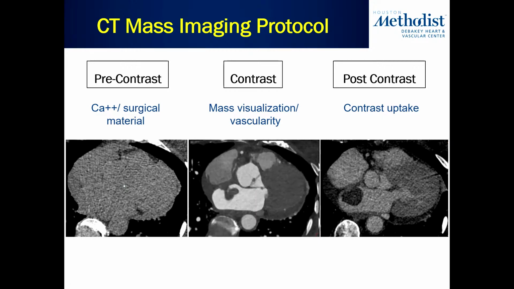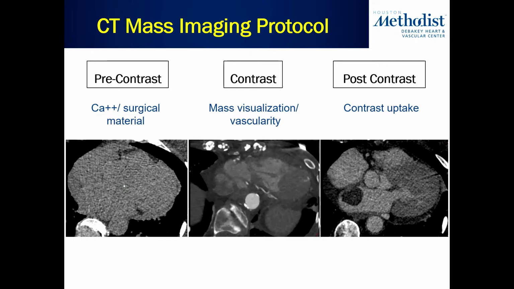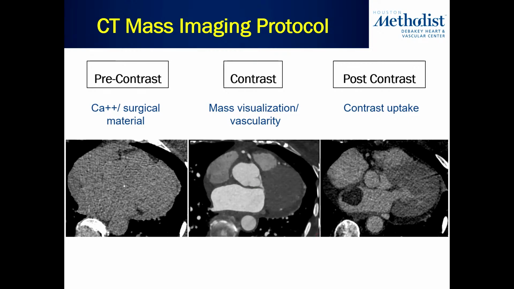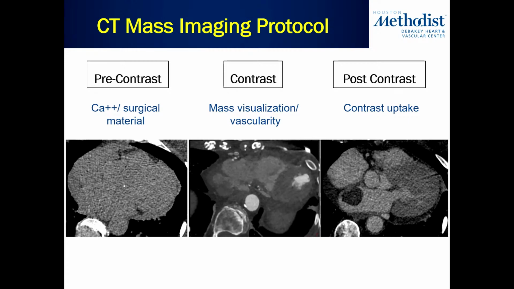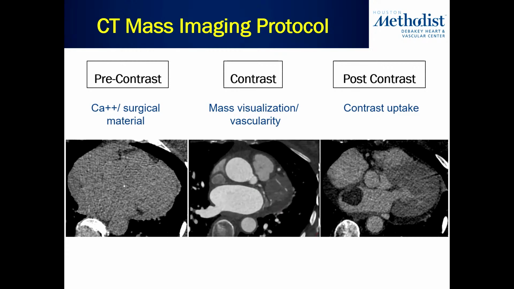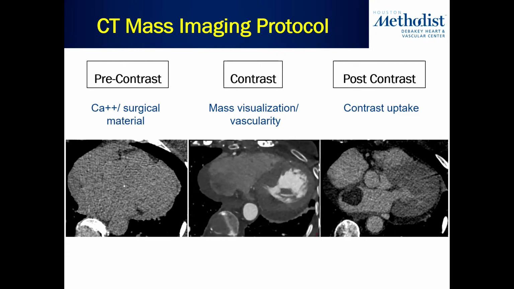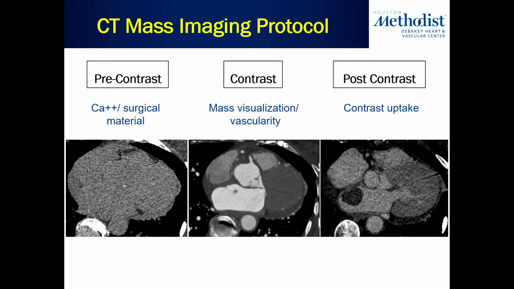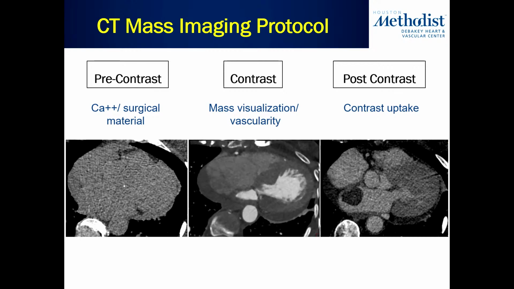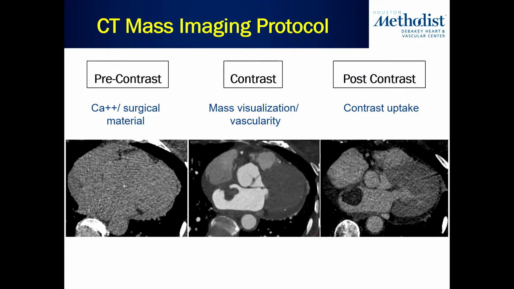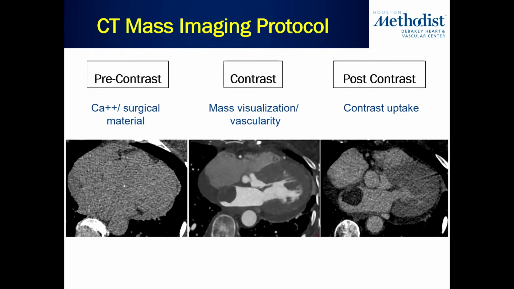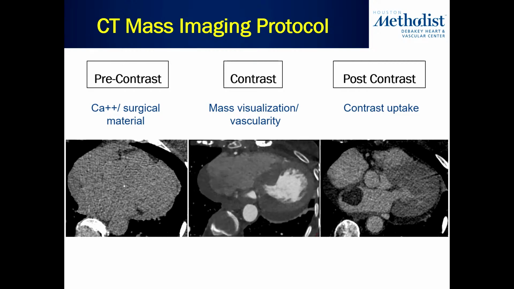What is our basic protocol? We'll always start with a pre-contrast study, which is really a non-contrast study, where these images are very important because they can help identify where calcium is or where metal is. We follow that by the addition of contrast, and this is when we get to see the vasculature and appreciate the mass. And then finally, we'll also do a post-contrast image, usually taken 60 to 90 seconds after the initial study. Here we're specifically looking for contrast uptake as a measure of vascularity of the particular mass.